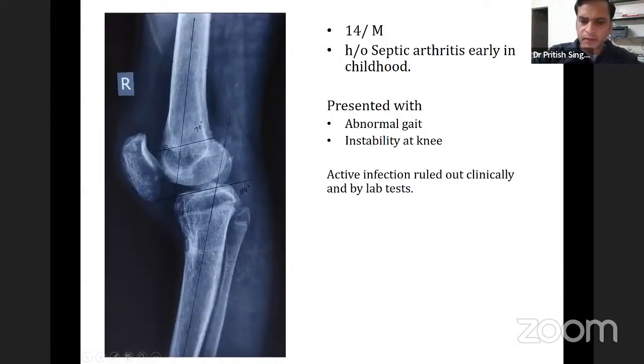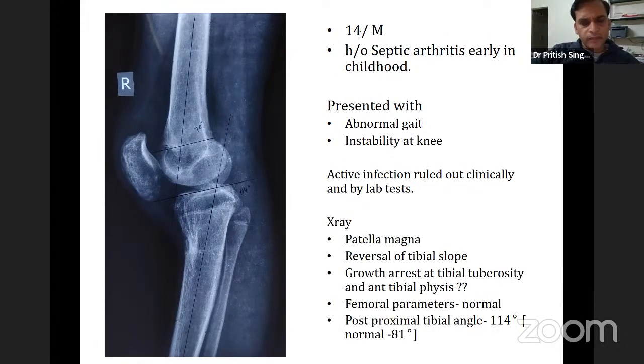So I'm straightaway presenting my case. A 14-year-old male patient with a past history of septic arthritis early in childhood. He presented with abnormal gait and instability at gait, and the patella was a bit big. We ruled out active infection both clinically as well as by lab tests, by knee aspiration and its synovial fluid examination. Clinically, the knee was silent.